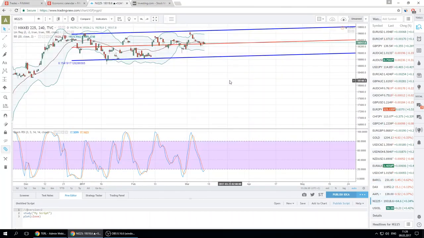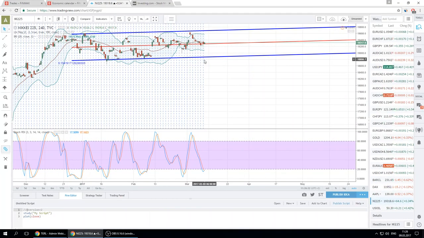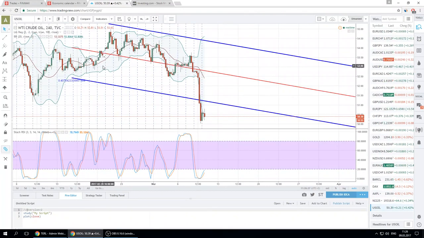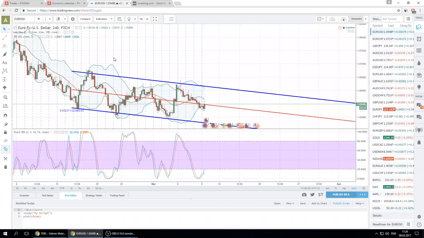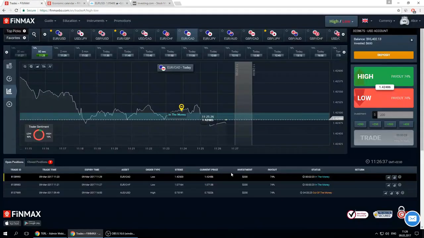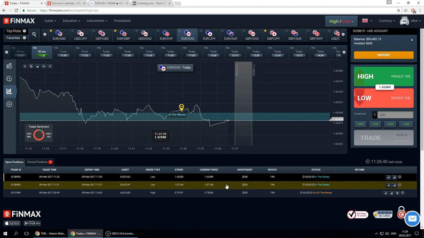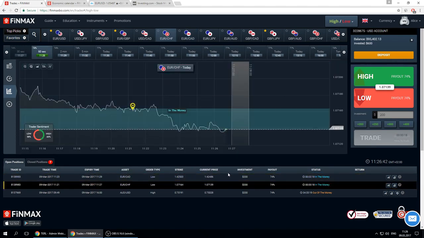Well, nothing clear for me. I wanted to open one long-term trade, but it's not a suitable time. So let's come back to our trades, because this one is going to expire soon.